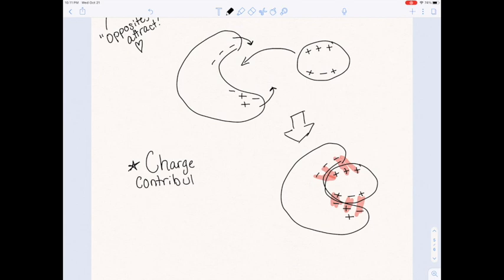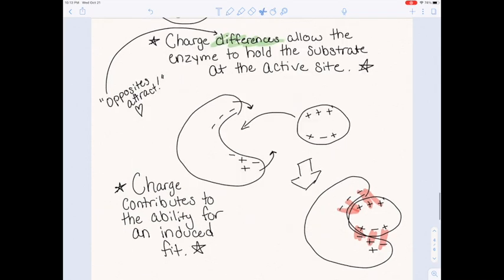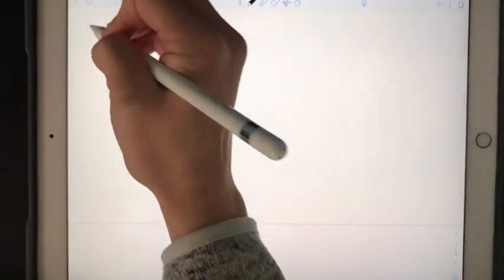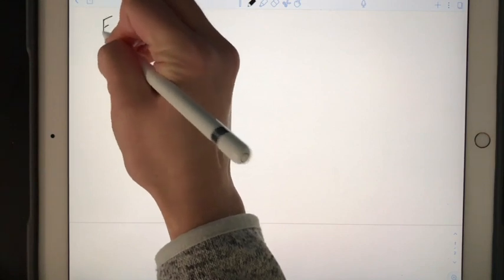But we can say that the partial differences in charge allow for induced fit to take place. We know that the substrate interacts with the enzyme at the active site, but so what? Why do we care? We're going to take an example to work this out.